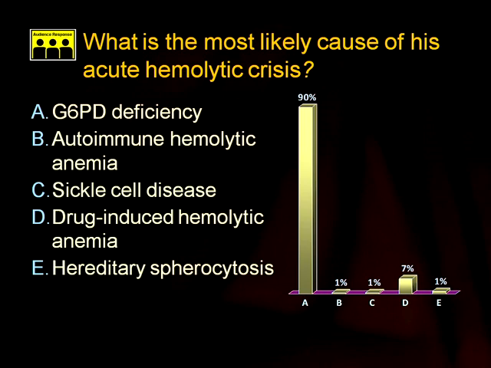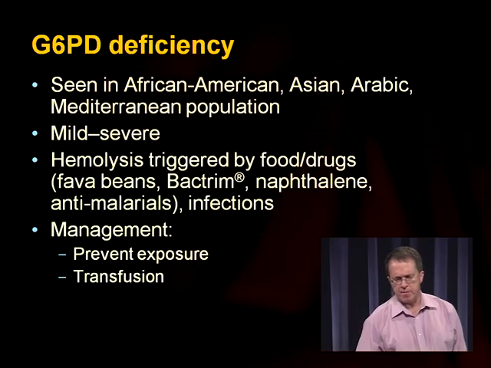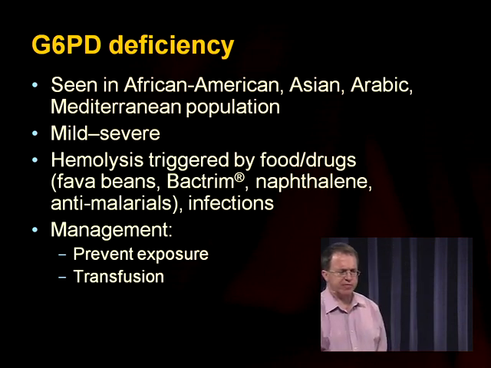I mean, there's always a history, and the presentation isn't going to be sudden in onset like this. Hereditary spherocytosis, those patients can have crises as well, but again, typically something about the history. So what is it in this question that made us think G6PD deficiency?